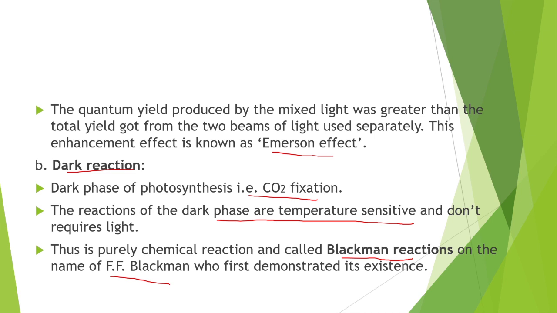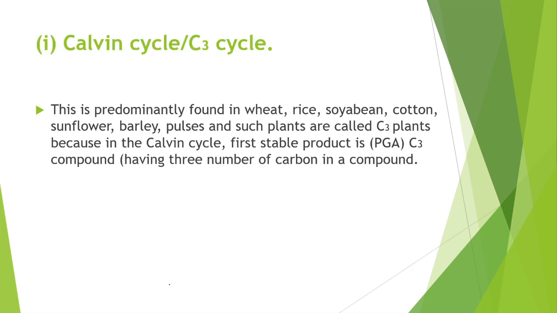Next topic is Calvin cycle or the C3 cycle. This is predominantly found in wheat, rice, soybean, cotton, sunflower, barley and pulses, and these plants are called C3 plants. It is called the C3 cycle because in this cycle the first stable product is phosphoglyceric acid, which is a 3-carbon compound. This Calvin cycle is a light independent reaction. In this Calvin cycle, carbon dioxide fixation occurs. Due to this, carbon dioxide forms sugar, which is the food of autotrophs.